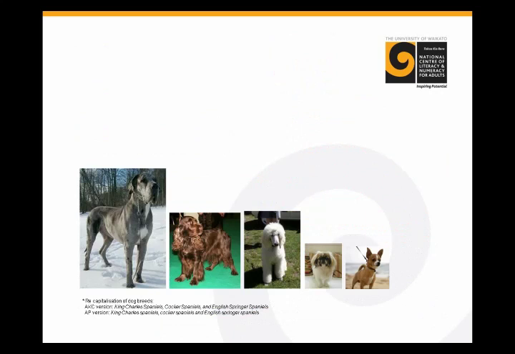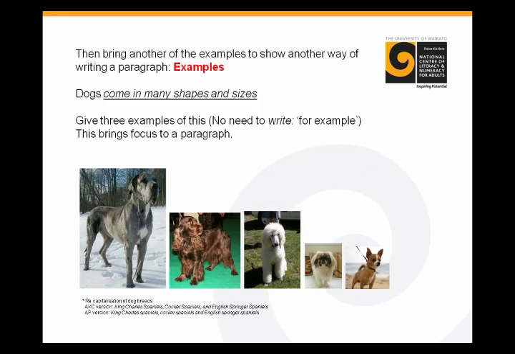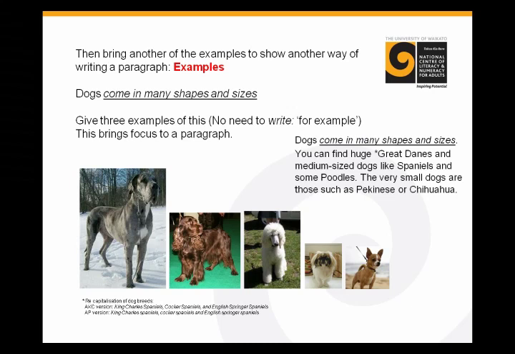Because here we have 3 examples of different sized dogs, and yes, you probably guessed correctly. This is another way to write a paragraph. I call it the examples way. Let's keep it simple here, and some topic sentences really lend themselves to writing an example paragraph. Dogs come in many shapes and sizes. It's redundant to actually write, for example. Just write the examples, and that again naturally brings focus to a paragraph.